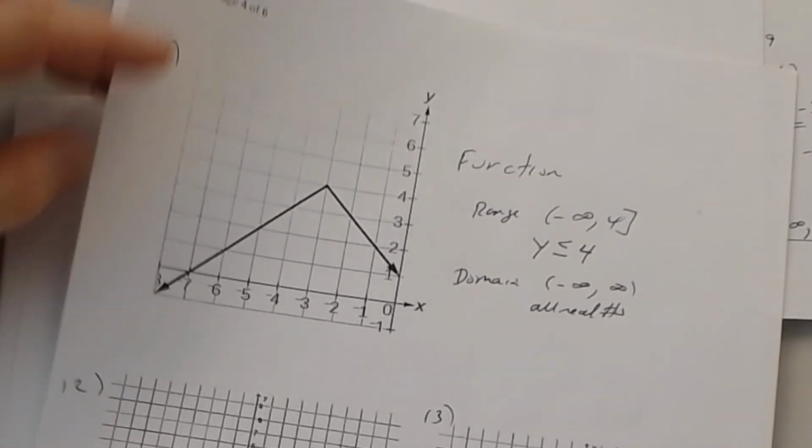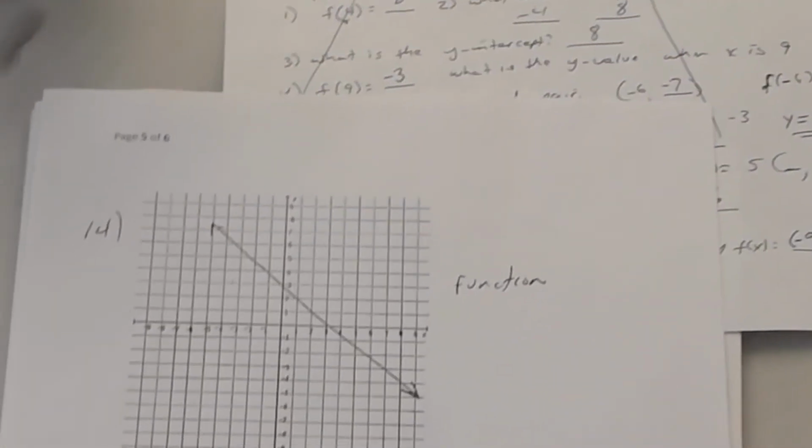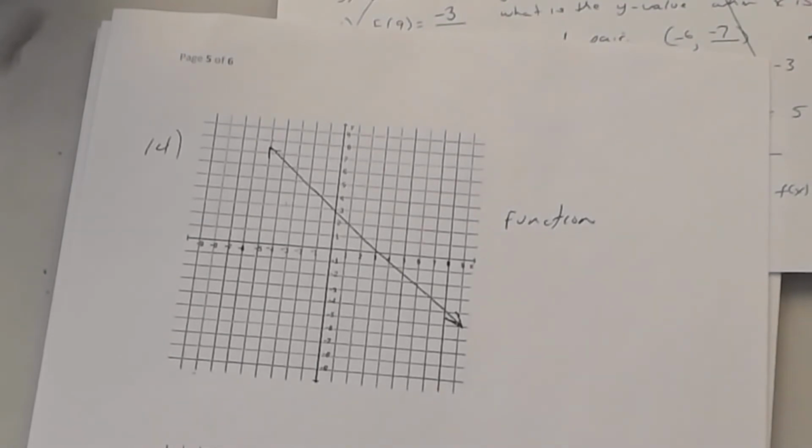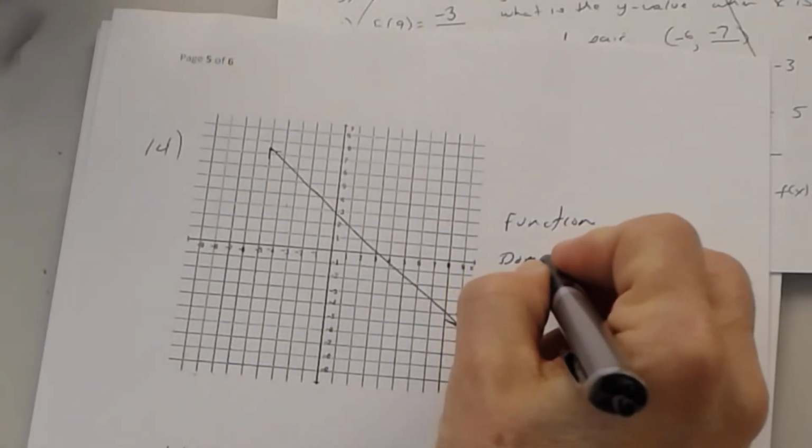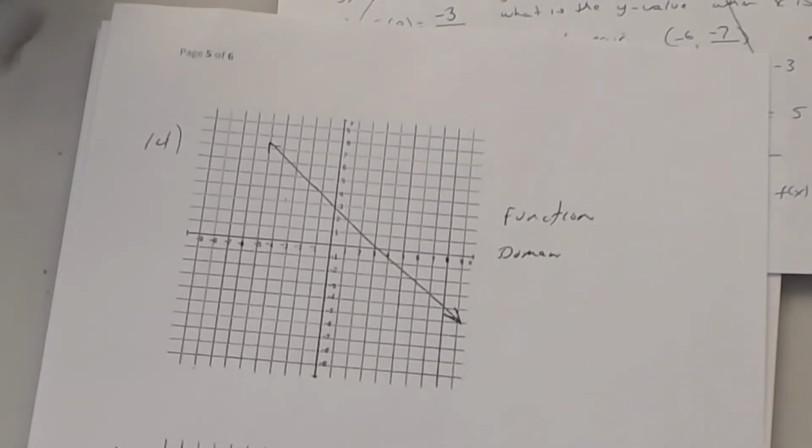Let's go to number 14. Let's skip 12 and 13 for right now. All right, 14. So it's a line this time, but you can still answer the question of what's the domain and range. What's the domain, do you think? Negative infinity to positive infinity.